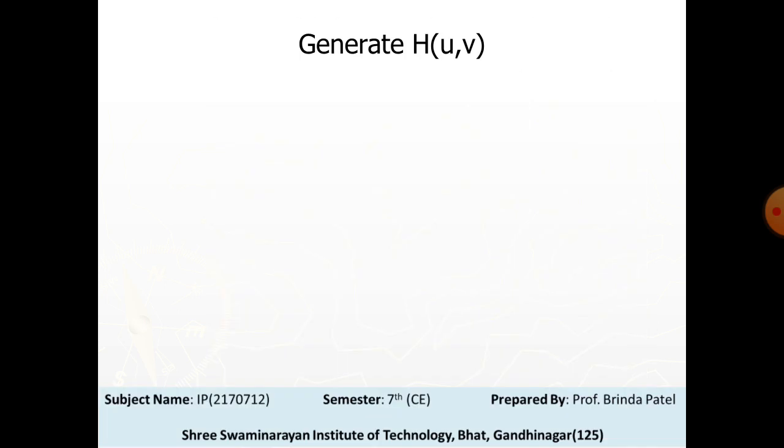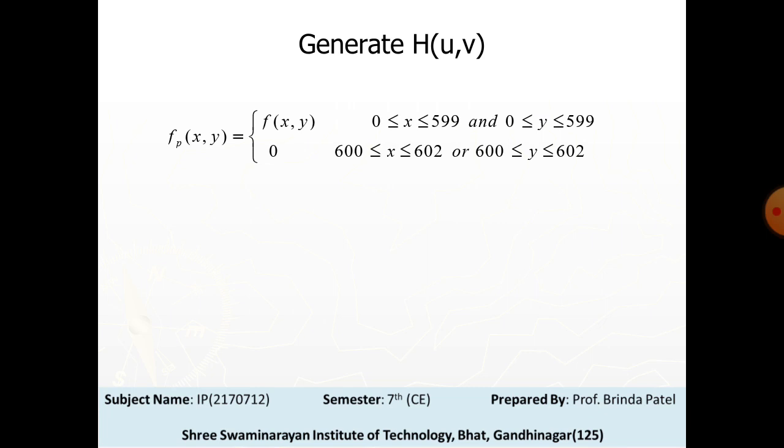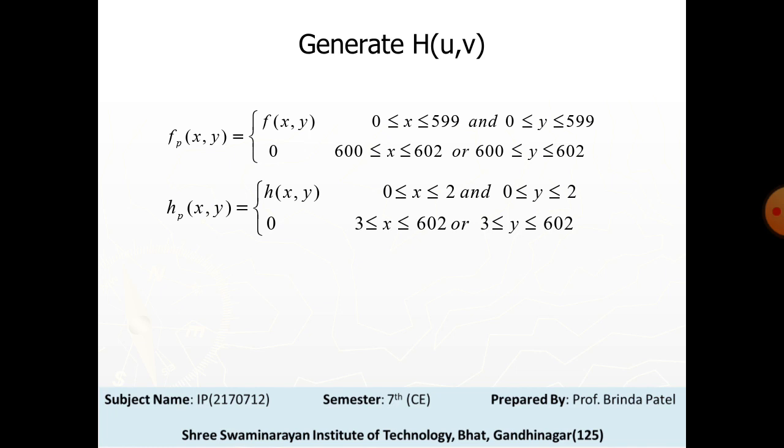Here is how we can generate H(u,v). For fp(x,y): if 0 is less than or equal to x less than or equal to 599 and the same for y, it will be f(x,y). Otherwise, if x or y is in the range 600 to 602, it will be 0.